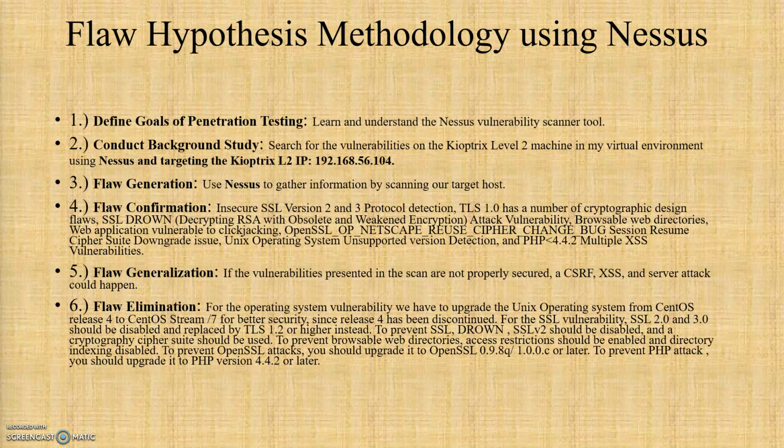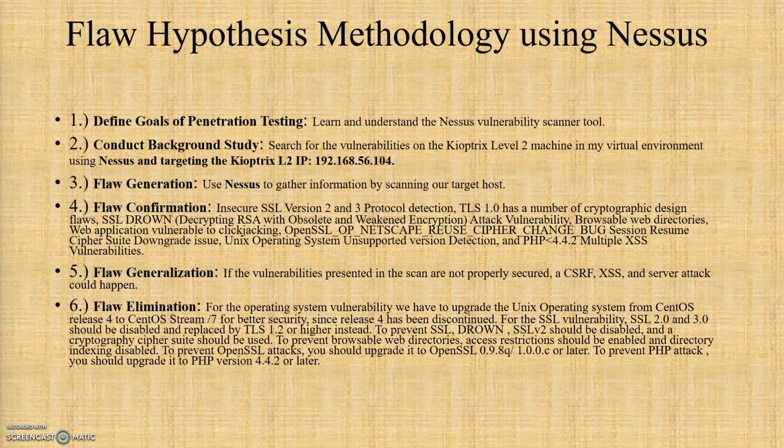The background study was to use Nessus to enumerate the Kioptrix Level 2 machine by targeting it with the IP address. The flaw generation was to gather information by scanning the target host.